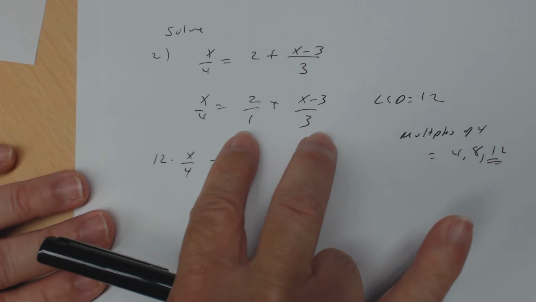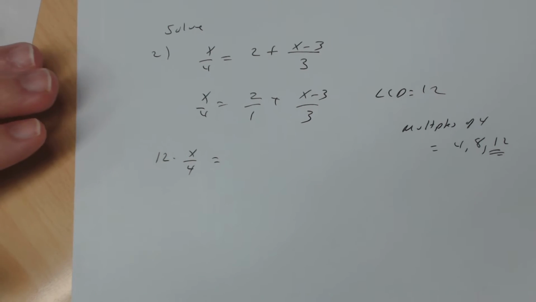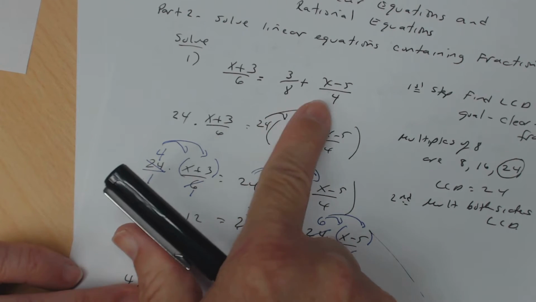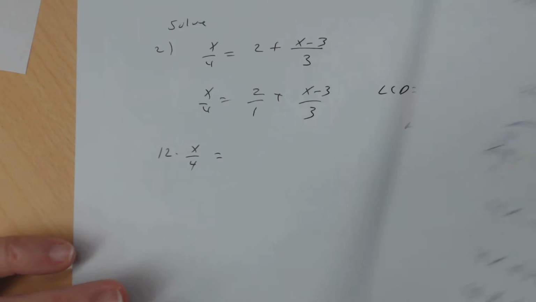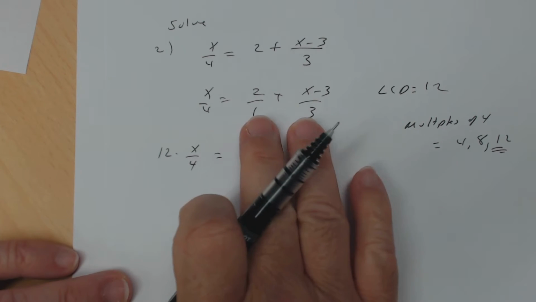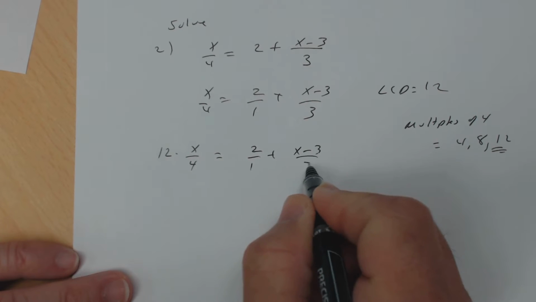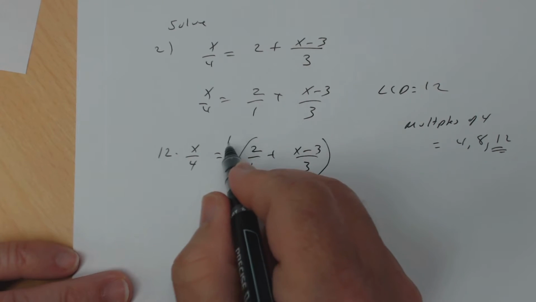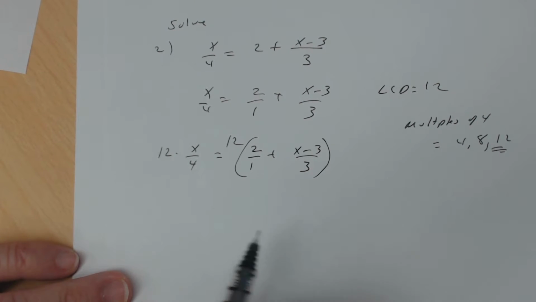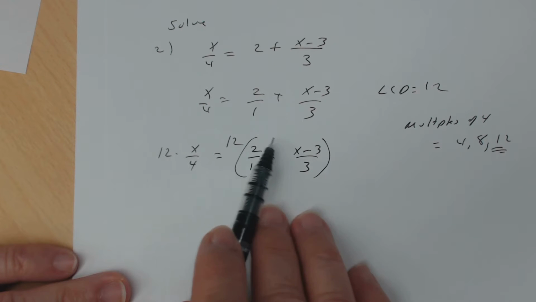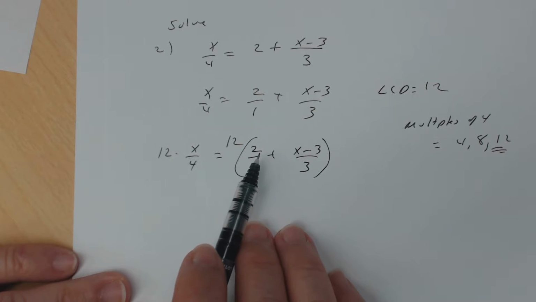Equal. Now, you see how this is two terms? So if you remember the previous one, if I had two terms, remember, I always go back and put parentheses there. Because all of these have to multiply by the LCD. So both of these terms, I have to multiply by the LCD. So I'll put times 12. So this side by 12 and this side by 12, although I need to put this side in parentheses and then times 12.